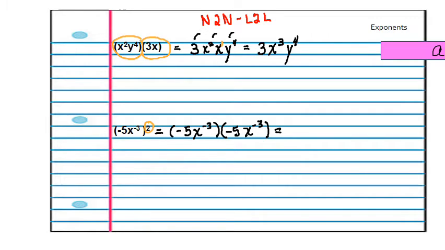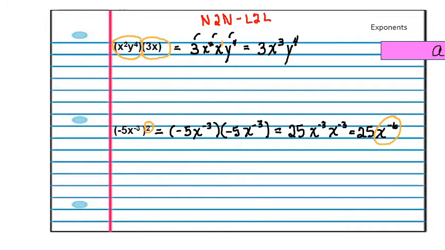And we have a -5 times a -5, which is going to give us a positive 25. And we have an x to the negative third power times x to the negative third power. Power rule number 1, add the powers. So we have a 25, x to the negative 6. And you'll remember that all negative powers are illegal.